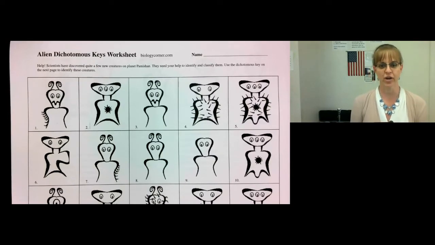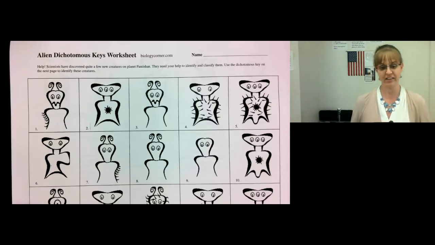Today we are going to learn how to read a dichotomous key. A dichotomy is a situation where you have two choices, this or that, and the two choices are kind of opposites, or at least very, very different. So a dichotomous key gives you two choices, and you say yes or no, this or that, and then follow your answer until you get the final answer.